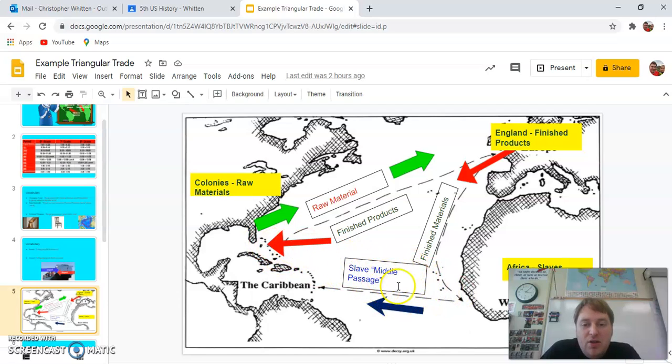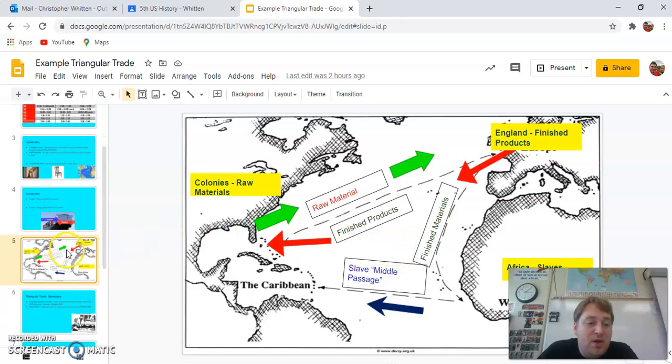If you're wondering why they call the journey or the voyage of the slaves the Middle Passage, it is because in England they had 3 passages. This is number 1, this is number 2, which is the Middle Passage, and then this is number 3. And so you have 1, 2, 3. 2 is in the middle, so the Middle Passage. You can use that to remember that.